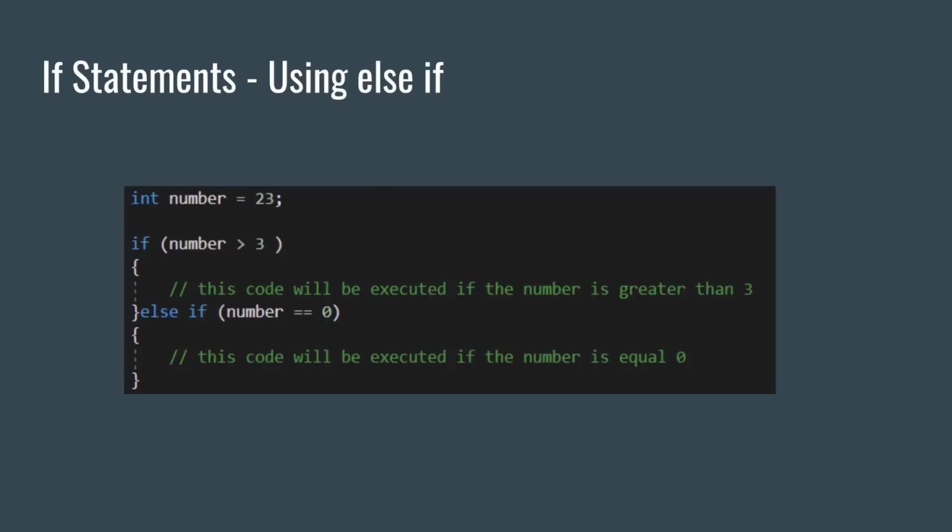What if we want to check multiple conditions, but also execute specific code for each of the conditions? Then we can use else if. So here we are checking if number is greater than 3. And if it's not greater than 3, we are checking if number is equal to 0. And if it was 0, then the code here would be executed. But because none of the two conditions are met, none of the code will be executed.